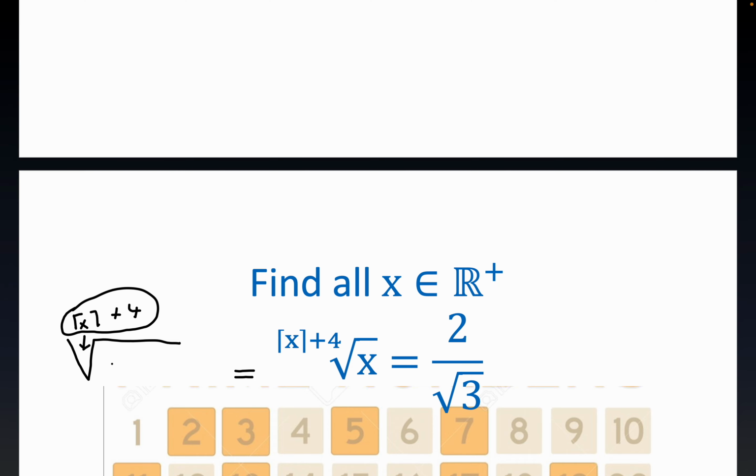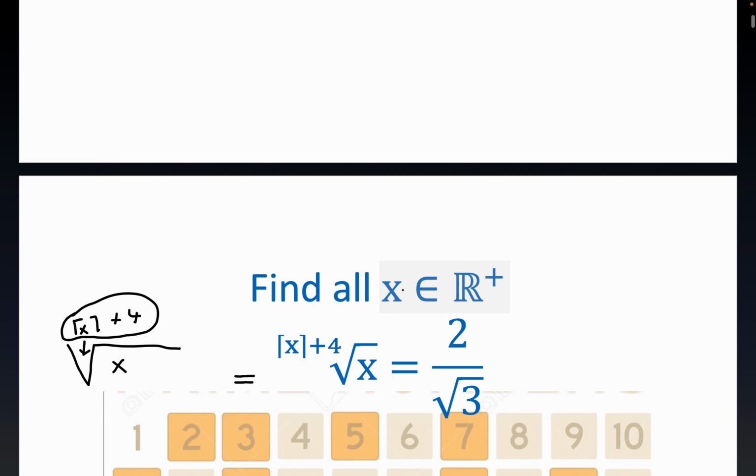And then you have x right here. So that's what I've intended here. I couldn't get the Microsoft editor to put this inside there. I guess it would make the symbol too distorted. But we're looking for all positive x such that this is true.